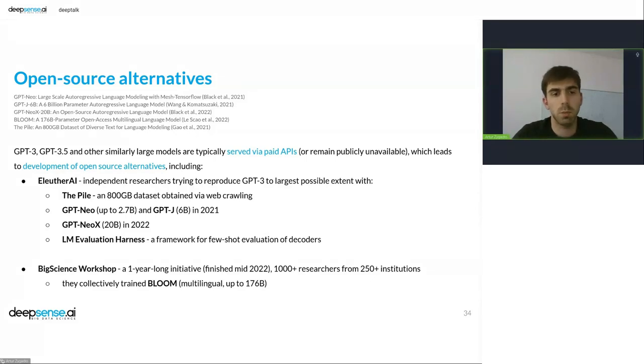Recently in our project, we were playing a bit with the models and found that GPT-J is actually quite a decent model with a reasonable number of parameters. Another contribution from Eleuther AI is LM Evaluation Harness, which is a framework that can be used for evaluation of decoders in the few-shot learning scenario. The second initiative that I would like to mention is the BigScience Workshop, which was a one-year-long workshop, which finished in mid-2022, during which more than 1,000 researchers from all over the globe collectively trained a model that they called Bloom. Bloom was a multilingual model. Its largest version was actually slightly larger than GPT-3. You can also check it in the Hugging Face repository. It's available there, same as all the models from Eleuther AI.